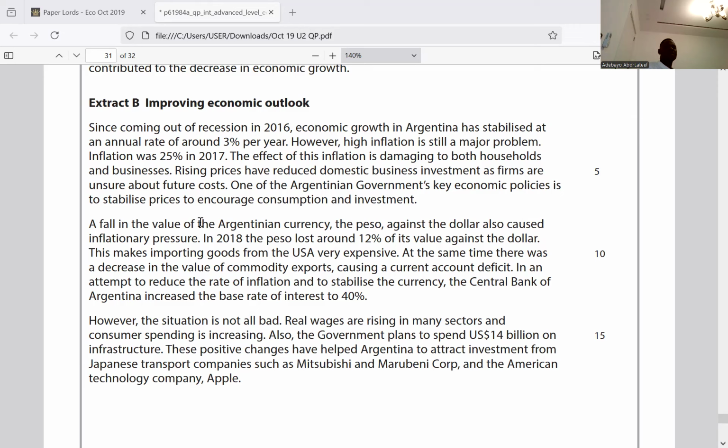There's always going to be a trade-off in any economic decision anyway. However, the decision is not all bad. Real wages are rising in many sectors and consumer spending is increasing. Also, the government plans to spend 14 billion on infrastructure. These positive changes have helped Argentina to attract investment from Japanese transport companies such as Mitsubishi and Marubeni Corp and the American technology company Apple.